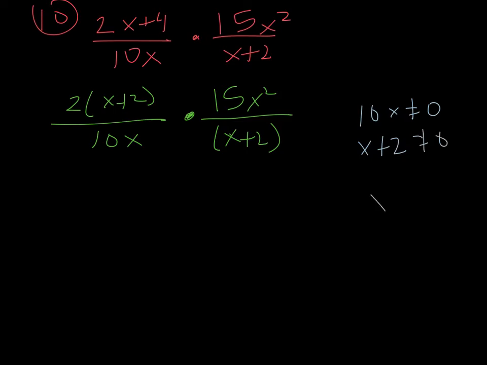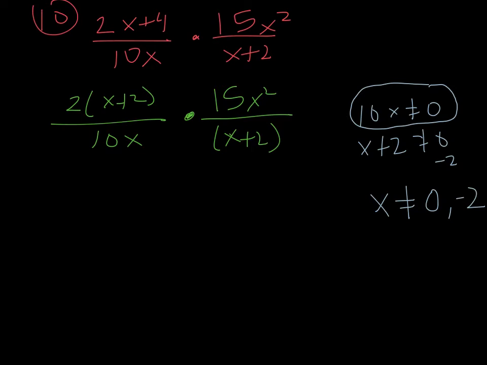So my domain restrictions are x cannot equal. For this first one, I would divide by 10. 0 divided by 10 is 0. For the second one, I would subtract 2. So those are my domain restrictions. Now this is simplified, so now I can start simplifying the equation.